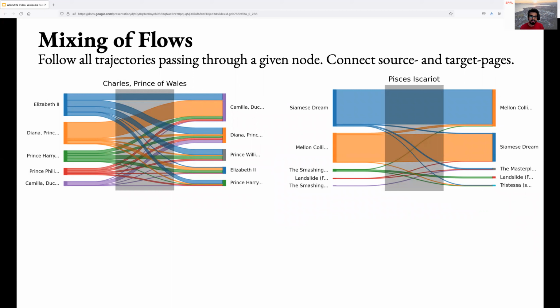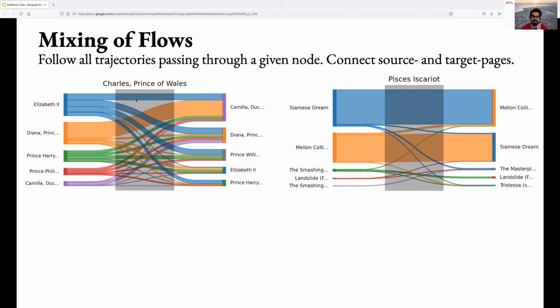So in this analysis, we look into trajectories that pass through a given article, and we connect the source and the target pages. And we want to assess whether there exists any predictability. That is, given the knowledge of the source article, can we predict what's the likely target article that passes through the intermediate article. Let's look at an example.